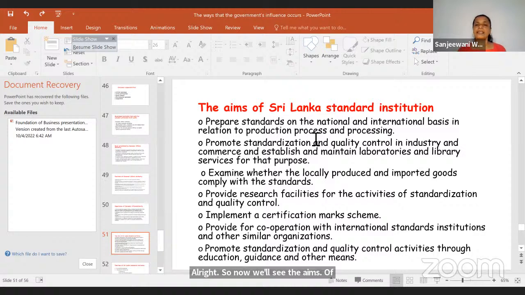Now they prepare standards according to national and international bases, children. That's one aim. They promote standardization also, right? And quality control in industry. Then they examine whether the locally produced and imported goods comply with the standard. They come and examine, children. They provide research facilities also for the activities of standardization. They implement a certification mark scheme. That is also one of the aims. Then they provide cooperation with international standards institutions and similar organizations. And they promote standardization and quality control activities through guidance, education, and training. All right, these are the aims of the Sri Lanka Standards Institution.